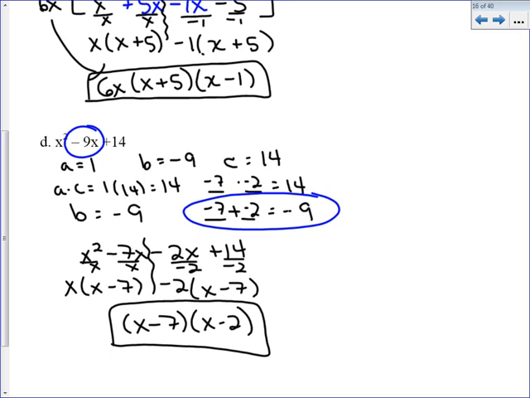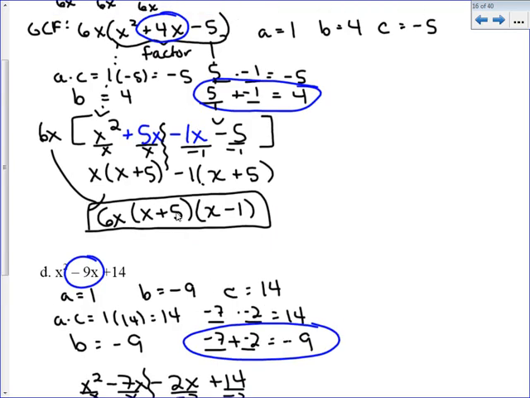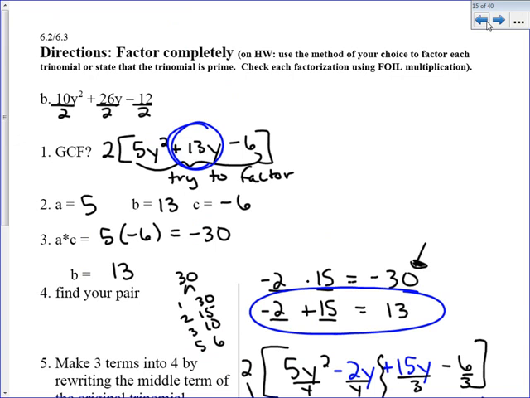Where did we see -7 and -2 earlier in this problem? Devin. Yeah, look, right here. -7, -2. Those came right down to our answer. Look right up here. +5, -1. Where did those come from? Right up here. There's only one time this works. If you look at our other problems, it doesn't work.